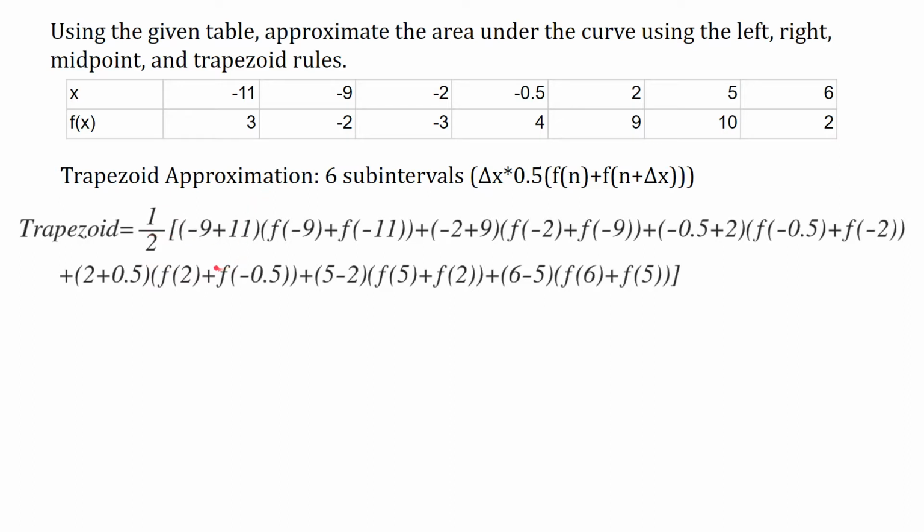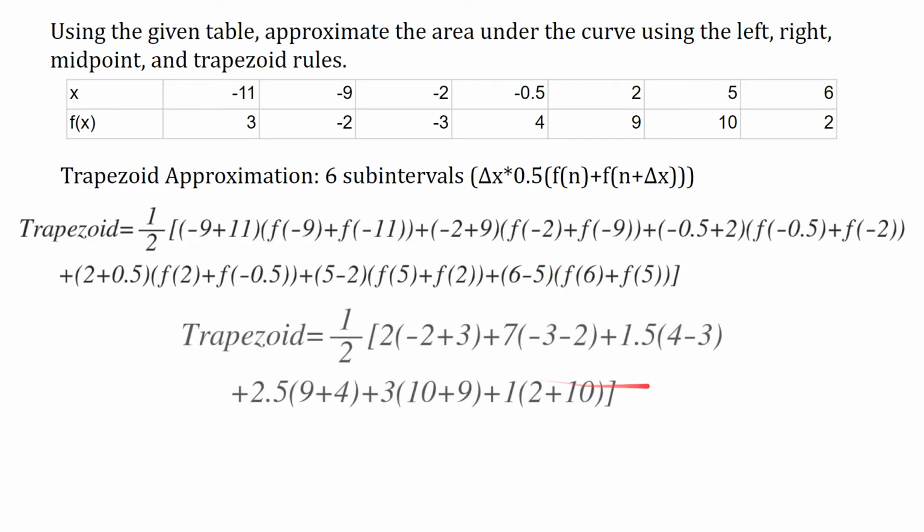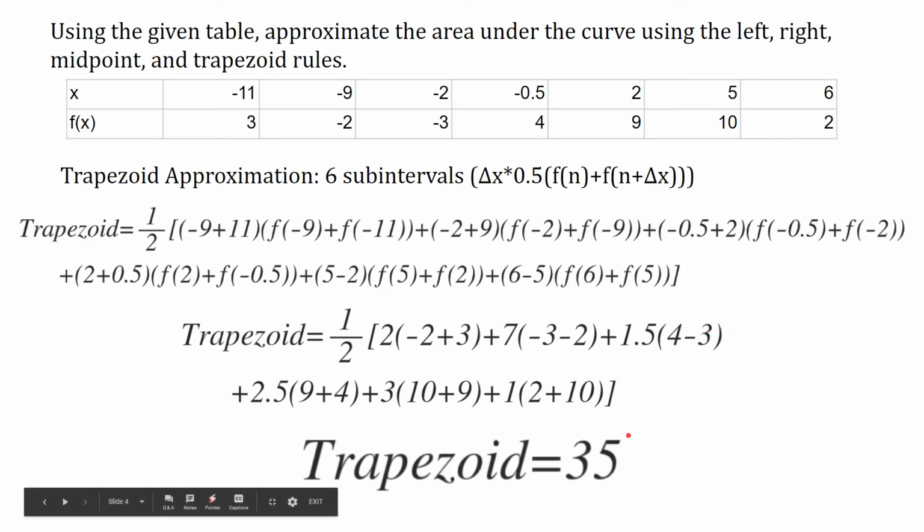And then for an example, we can see that we find the difference between negative 11 and negative 9 like we have for the past 3 approximations, and then multiply it by the average of f of negative 11 and f of negative 9, which you can see here, and the 1/2 is just out in front. And this goes on, and you can simplify this further and find that our trapezoid approximation is 35.